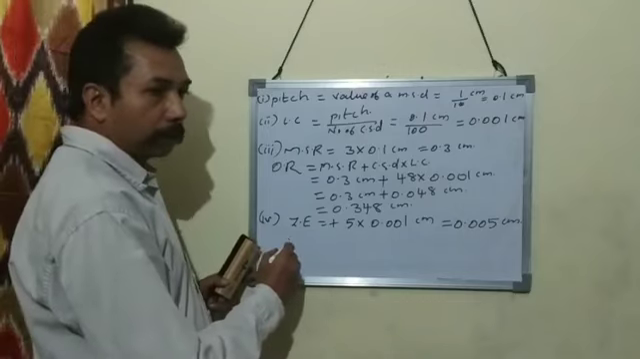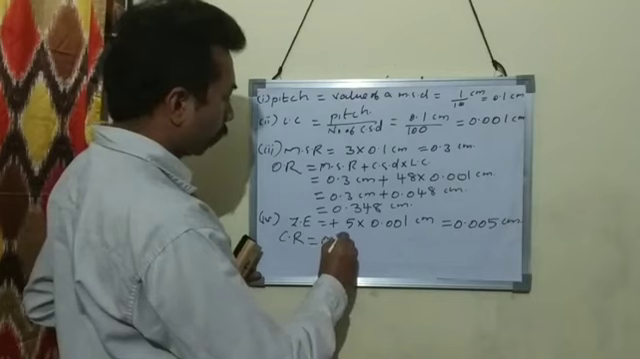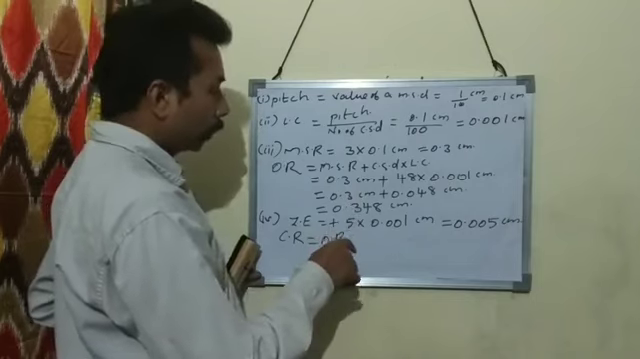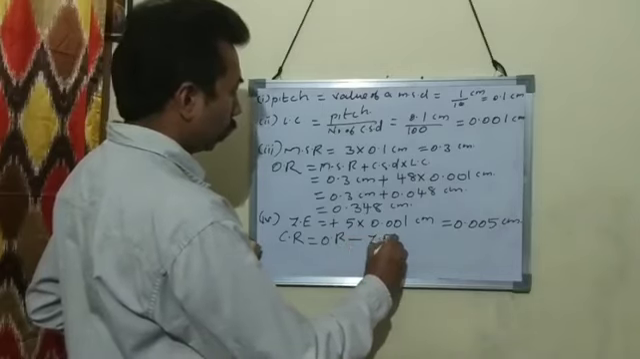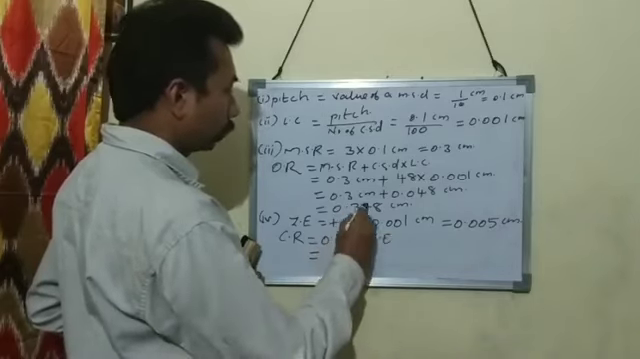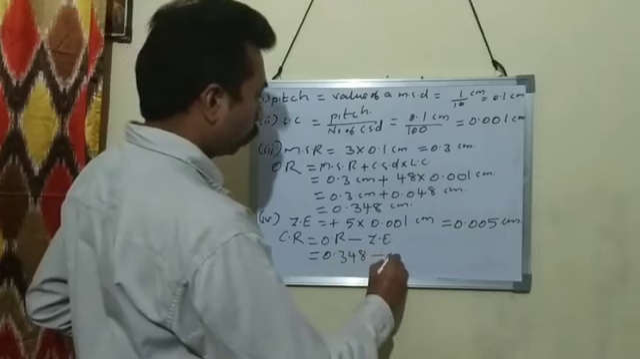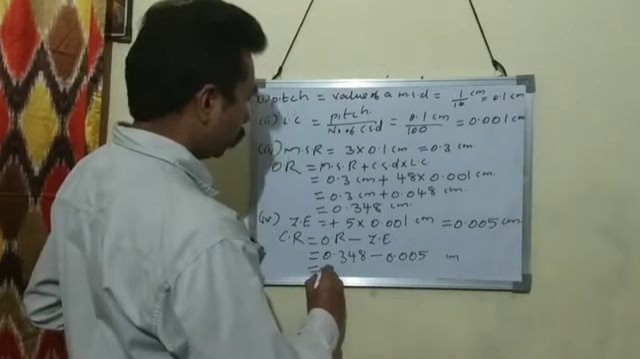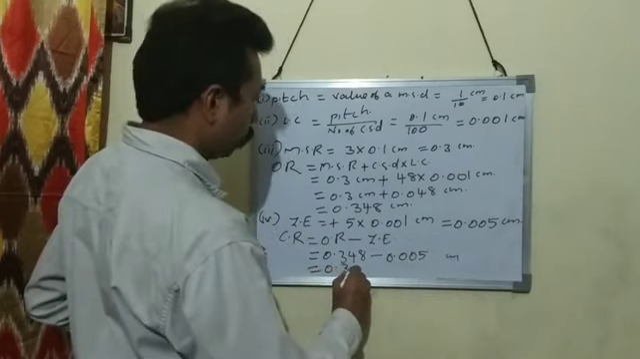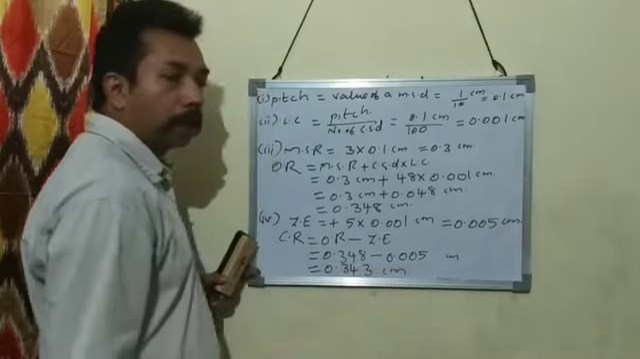Now we have to find the corrected diameter. Correct reading is equal to observed reading minus zero error, because when there is positive zero error, we subtract. Observed reading is 0.348 minus 0.005 centimeter, which is equal to 0.343 centimeter. So this is the answer.